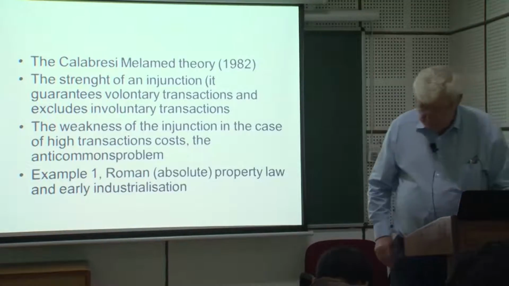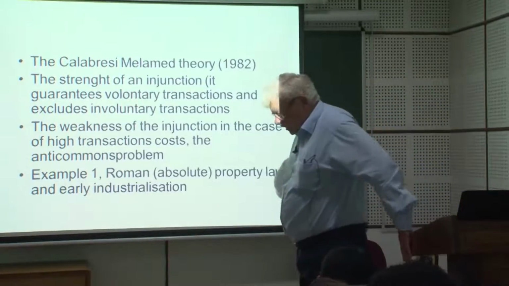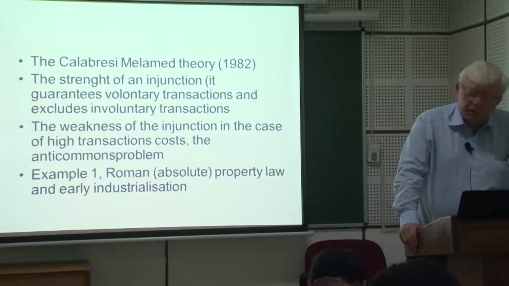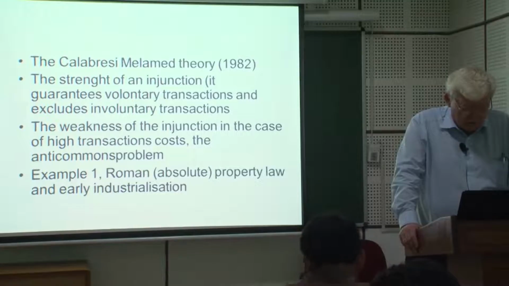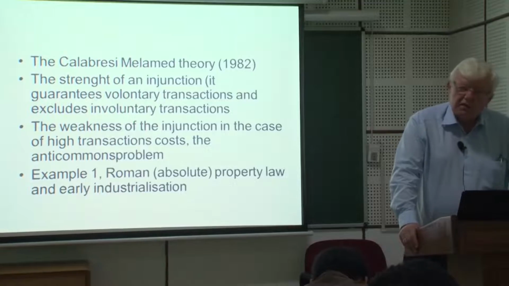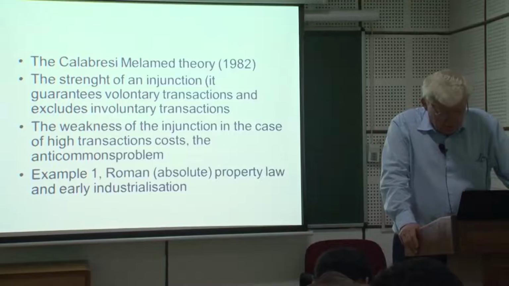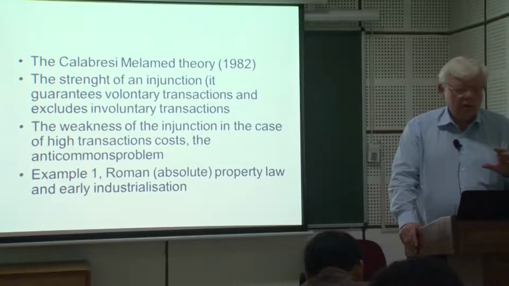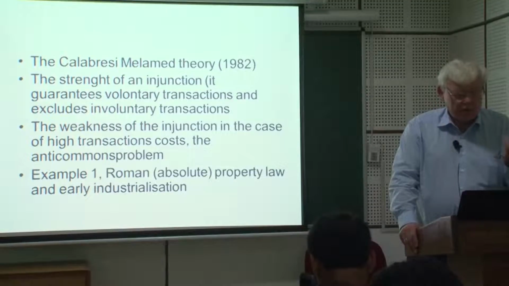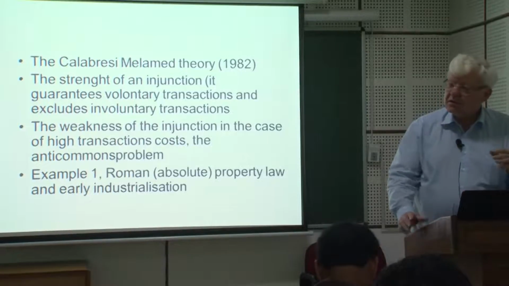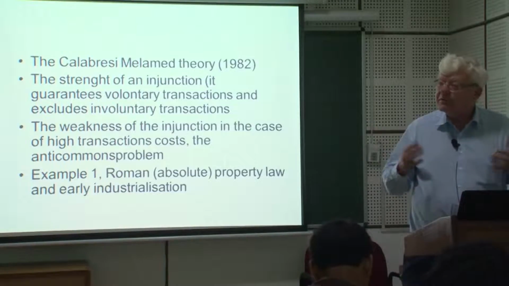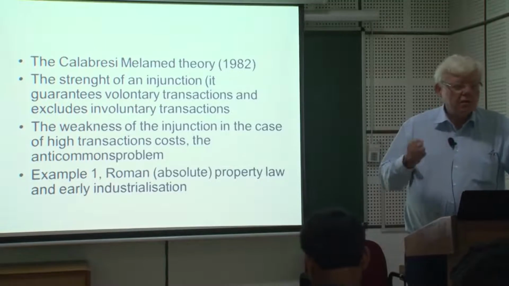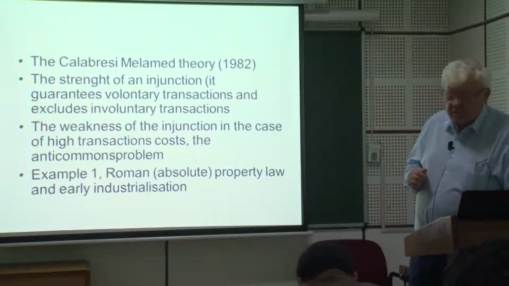Now let me first refer to a famous article by Calabresi and Melamed, 1972, called Property Rules and Liability Rules. Calabresi relates this article to private property in which all the uses of a resource are concentrated in one hand. So it is not common property or some mixed forms of property, but really property as pure Roman property. One person owns everything and has all the competencies over the resources.